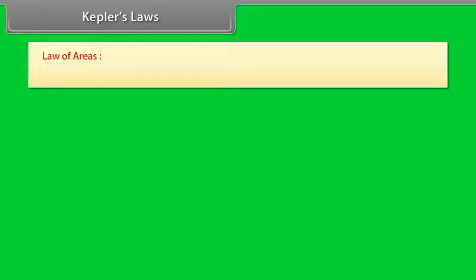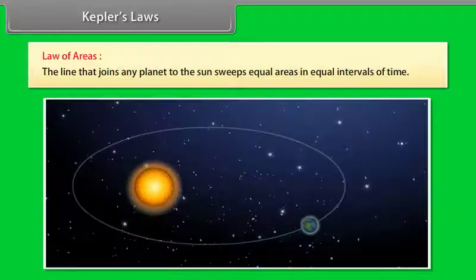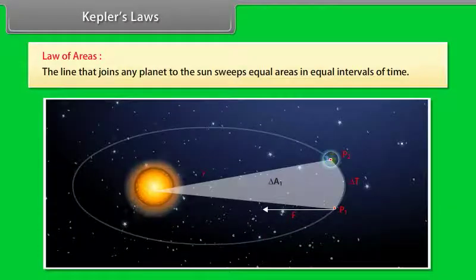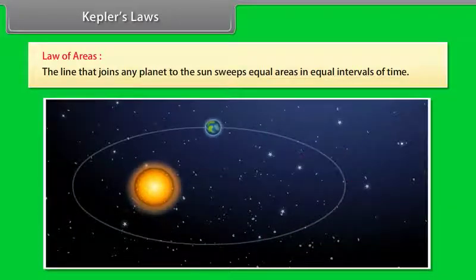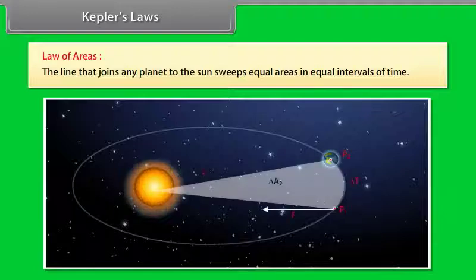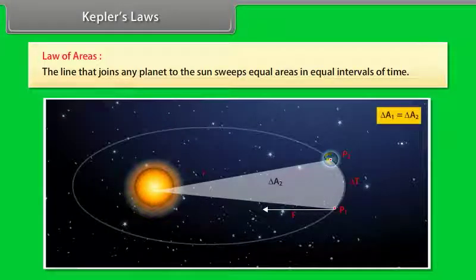Law of areas. The line that joins any planet to the Sun sweeps equal areas in equal intervals of time. This law comes from the observation that planets appear to move slower when they are farther from the Sun than when they are nearer.